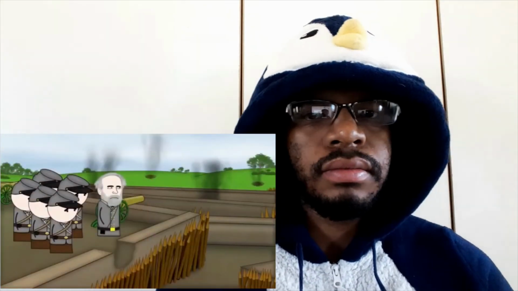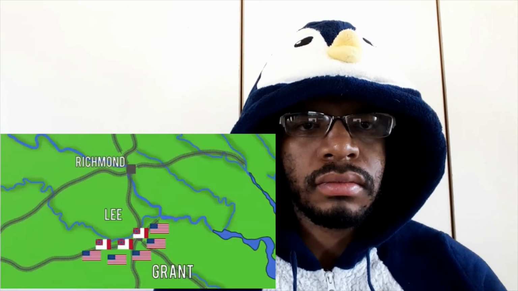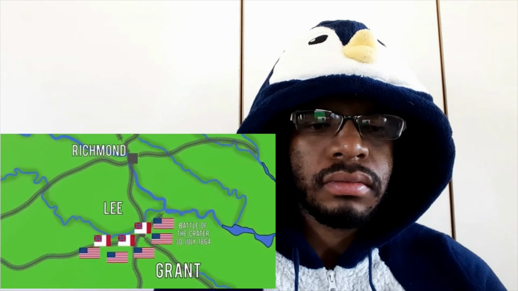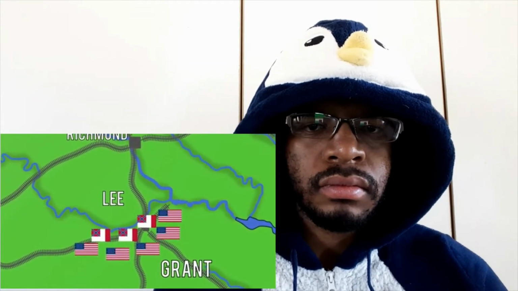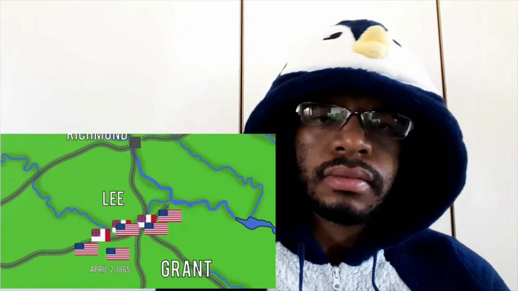The siege of Petersburg had lasted for 292 days. 60,000 of Lee's men had deserted. Numerous Union attempts to break through had failed, but when the breakthrough finally came, it came quick. On April 2nd, a Union assault finally pushed the Confederates from their defenses.